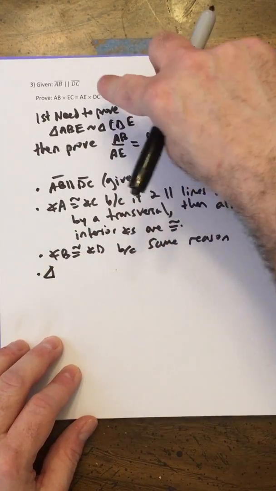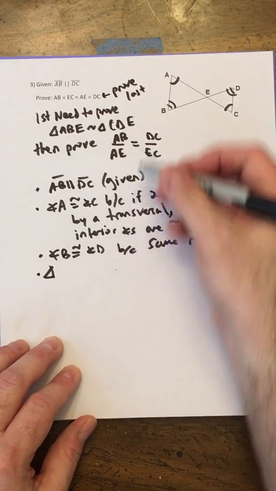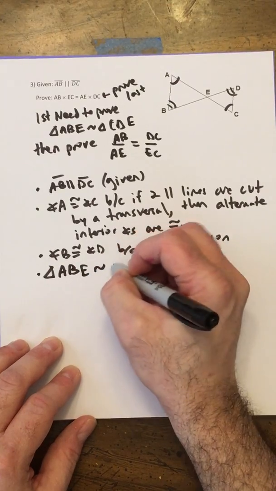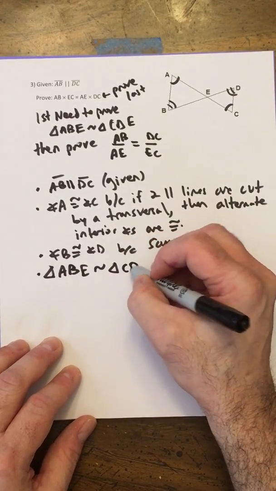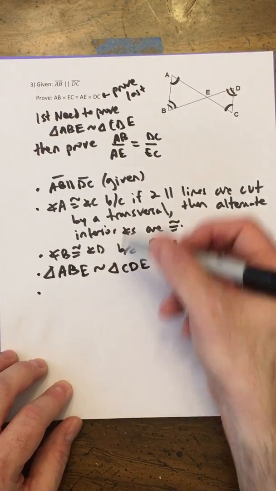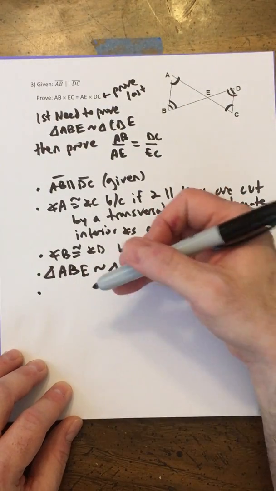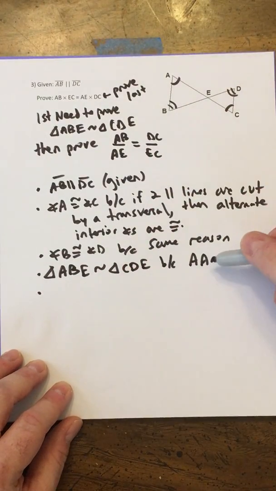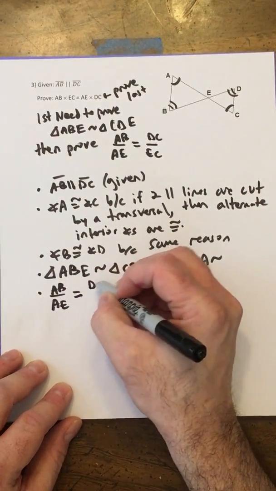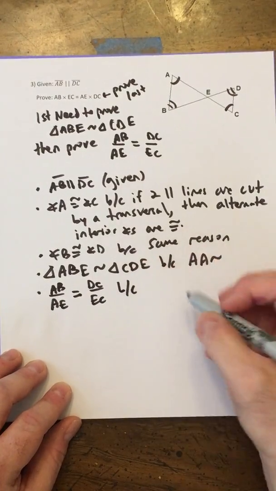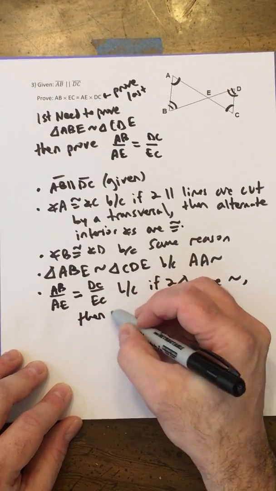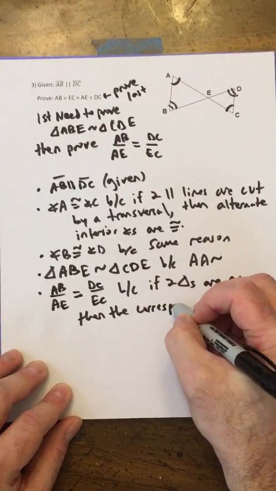We could now say, we're going to first prove, and when I say first, I mean the first main thing we're proving, triangle ABE is similar to triangle CDE, and it's always going to be the same: angle-angle similarity. Next thing we're going to do is prove the proportion. The procedure for doing this is always the same. First prove the triangles similar, then prove the proportion. If two triangles are similar, then the corresponding sides are in proportion.